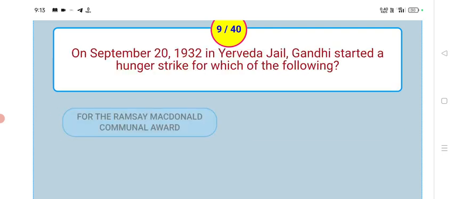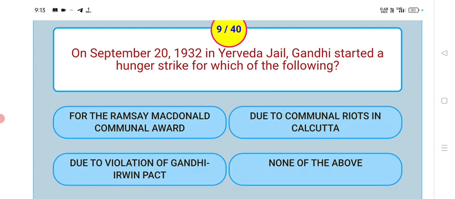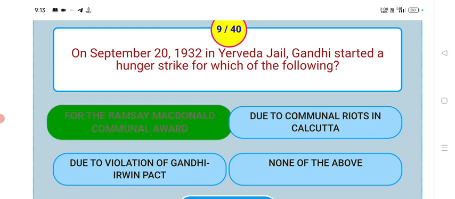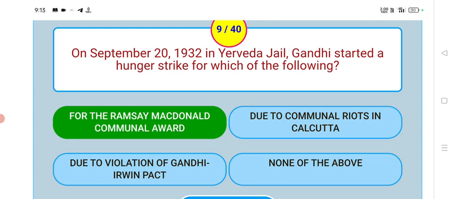Next, on September 20, 1932, in Yerwada jail, Gandhiji started a hunger strike for which of the following? Answer, for the Ramsay MacDonald Communal Award. On September 20, 1932, in Yerwada jail, Gandhi started a hunger strike against the Ramsay MacDonald Communal Award.